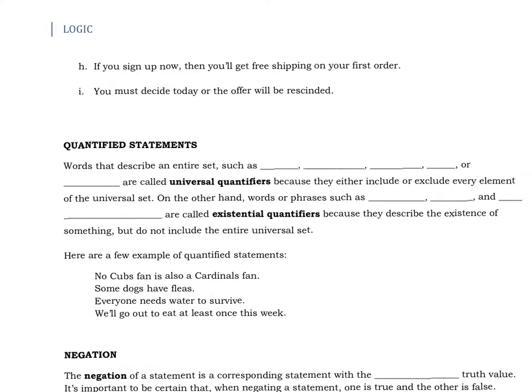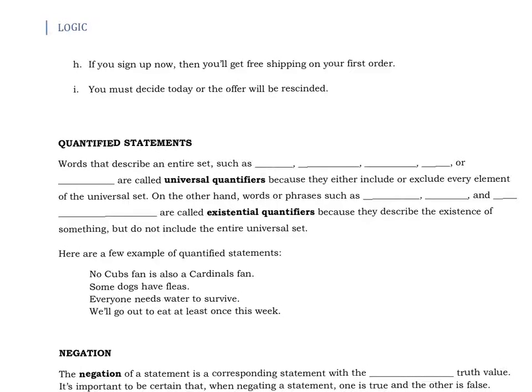All right, and two more here. If you sign up now, then you'll get free shipping on your first order. Again, I think we see the two ideas there: you sign up now, you get free shipping. So that's a compound statement, and this is a conditional. We've got the if-then, and in this case, it does appear in the quote unquote correct order, although it doesn't have to be. We could certainly say you'll get free shipping on your first order if you sign up now, and it would mean the same thing.